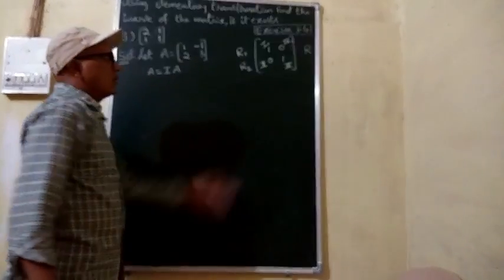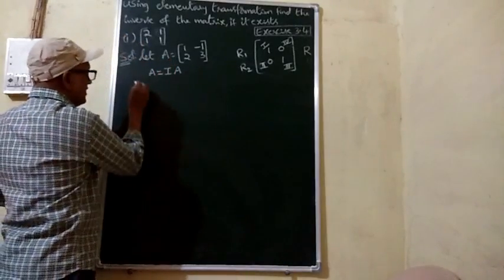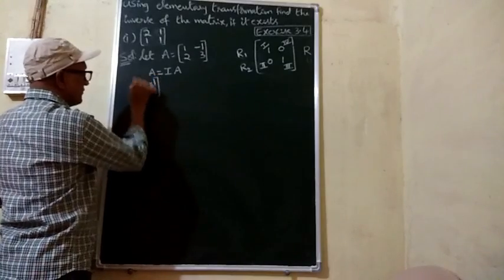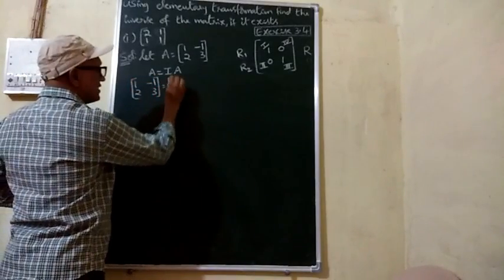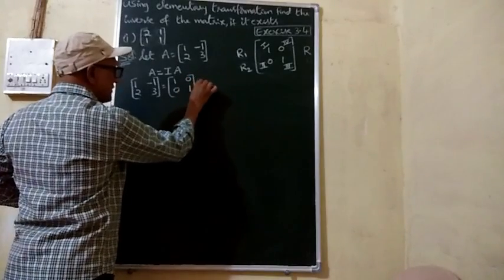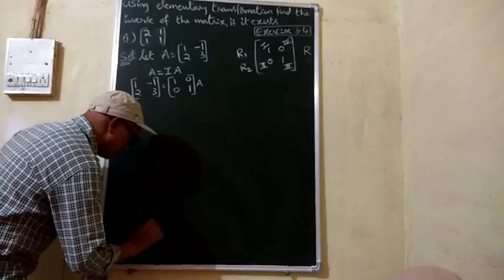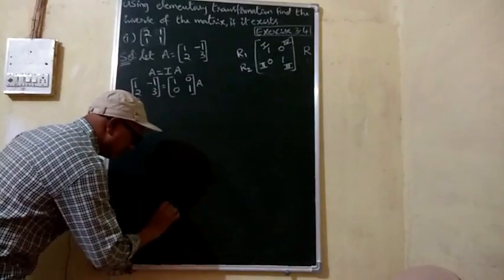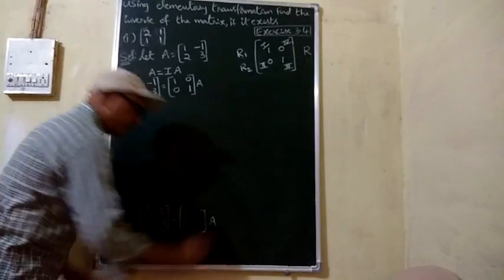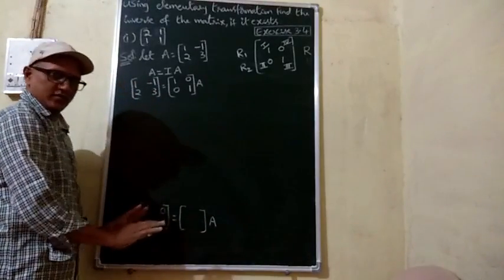For row operation, we have to do this one only: A equals IA, right? What is A? 1 minus 1, 2, 3. I means 1, 0, 0, 1, into A. Keep this here as it is. Again, same thing, our procedure is fixed. 1, 0, 0, 1 we should get here. This is our target. Whatever we get here, that is our answer.